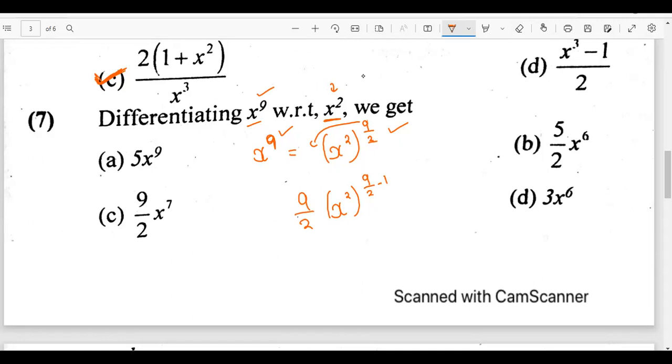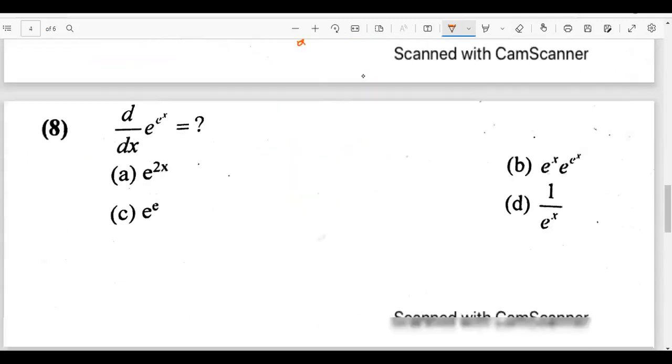So this is 9 by 2, and then we have x squared. 9 by 2 is 4.5. 4.5 minus 1 is 3.5. That is going to be 7 by 2. So when 7 by 2 is multiplied with 2, 2 and 2 would be cancelled and the answer would be C. Yes, is that okay? Yes. Okay, very good. Let's talk about the next one now.